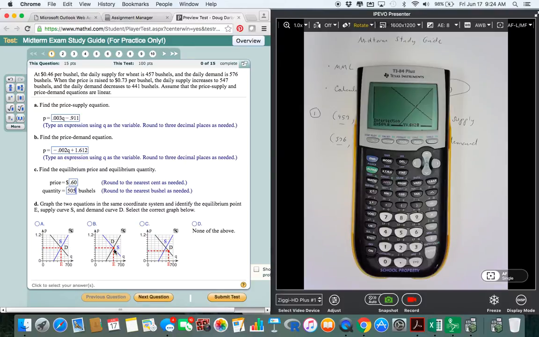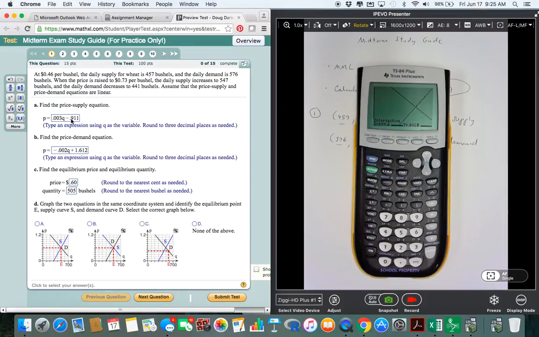So what we've got to figure out is: is the blue line the supply and the black line the demand, or is the black line the demand and the blue line the supply? Well, guys, if we go up here, we can see that the price-supply equation has a positive slope. So the supply has to be the one that's going up to the right. The demand has to be the one with a negative slope, so it's falling off to the right.